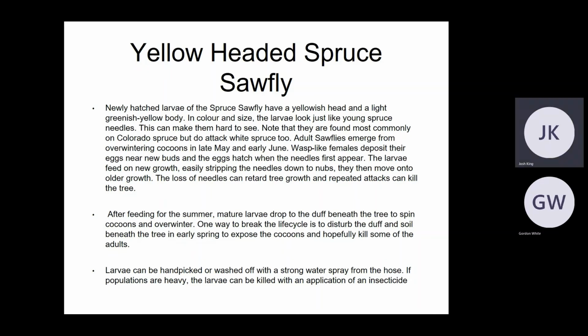This is one where mature larvae drop to the duff beneath the tree and overwinter there. So disturbing the duff layer might help prevent that, and of course eliminating it would probably help too, but at the same time we want to try and mulch trees too, right?